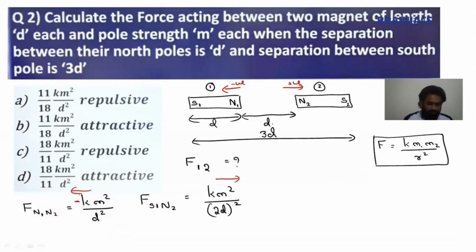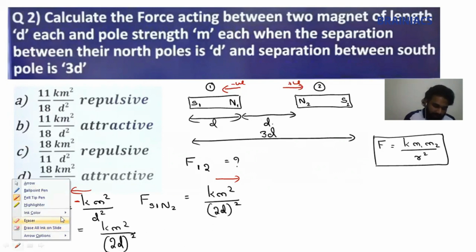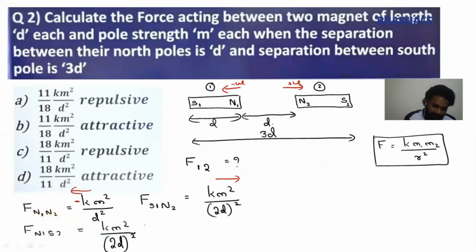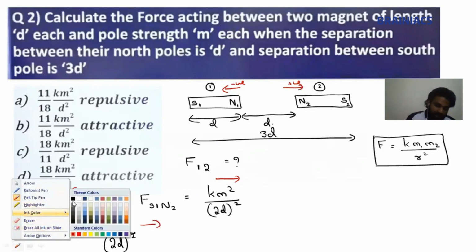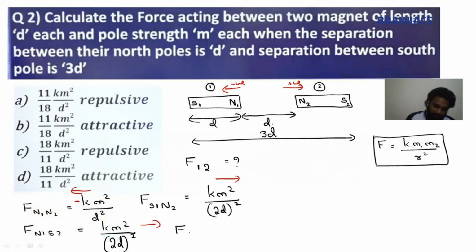Now what? Force on N1 due to S2. It will be K M square divided by, again the distance is 2D, 2D whole square. The direction of force will be attraction towards the right side, so that is also positive. Clear?